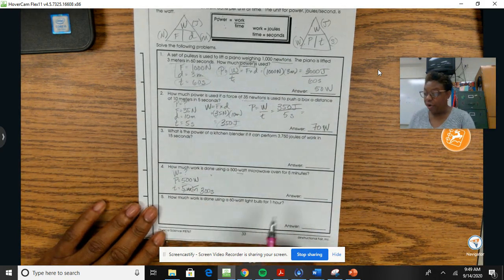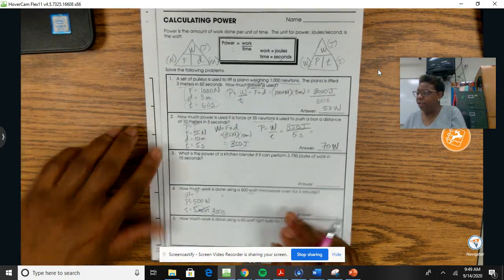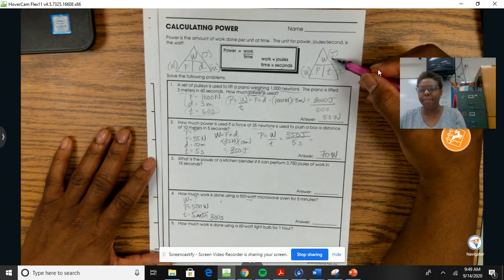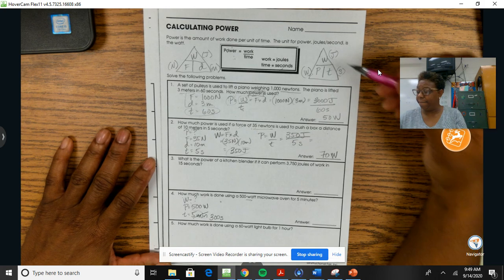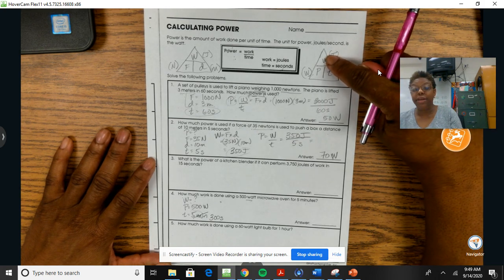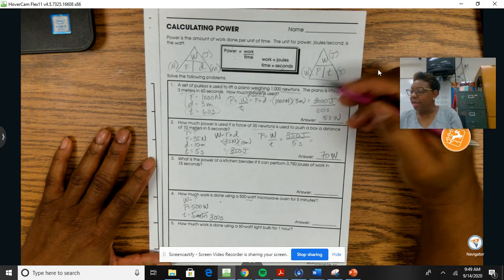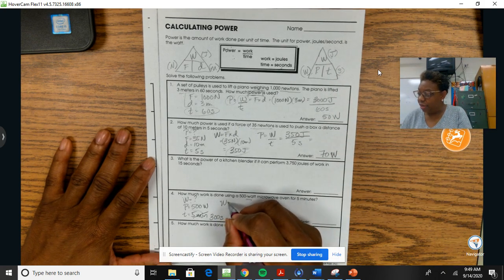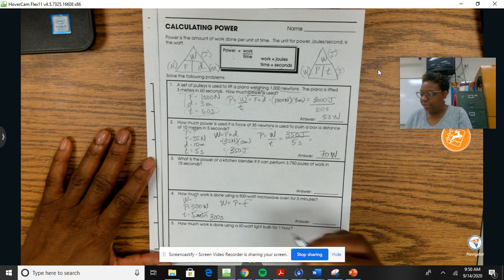All right, so we want to know work. Well, if we use our triangle, it makes the algebra super simple. Okay? If I'm solving for work, what does it tell me to do with power and time? They're beside each other, so it tells me I'm going to multiply them. So work is equal to power times time.